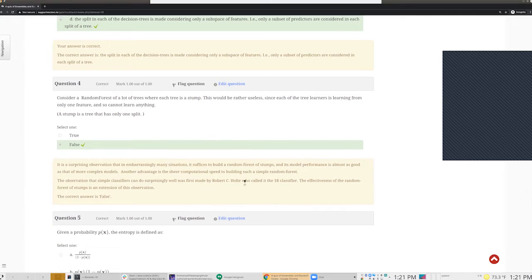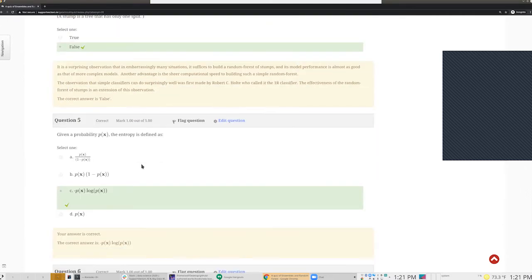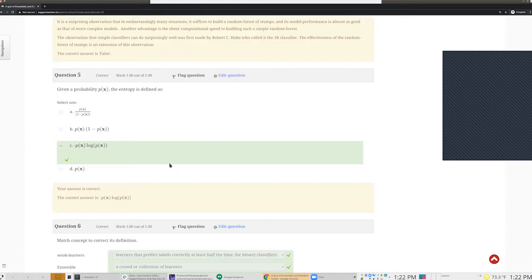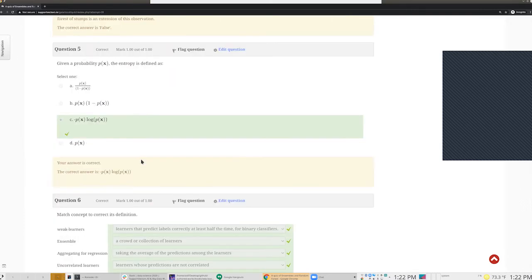Try that out. Given a probability p, the entropy is defined as this, of course, the negative of p log p. Why negative? Because log of a number between 0 and 1 is negative, and a negative of a negative will make it positive again.